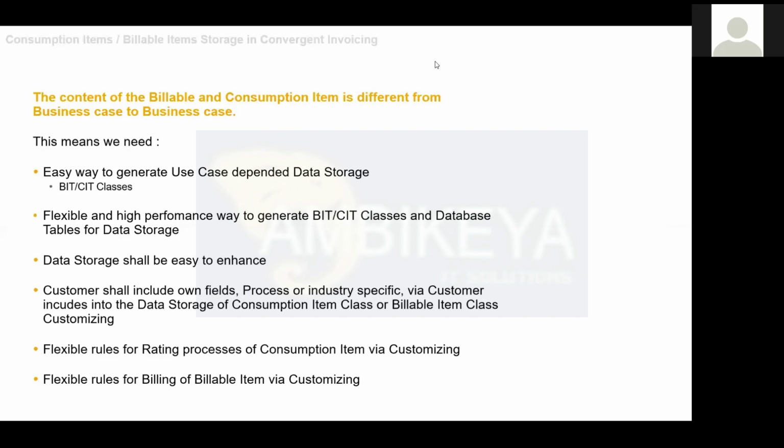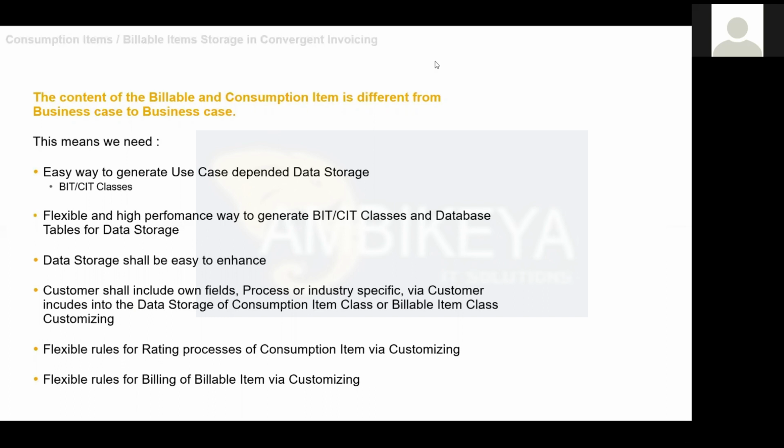If they are billable but not billed, they are moved to different databases, because then the billing process has a higher speed if only the billable items are stored in the correct databases. So you are able, just with customizing, to generate BIT classes and SIT classes depending on different business cases and different processes that you want to cover.